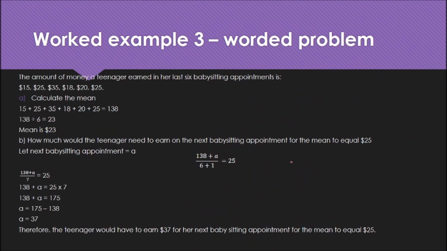So now we're going to do a quick worded problem just so that you're able to see how statistics can be used and identified with words. So the question is, the amount of money a teenager earned in her last 6 babysitting appointments is as follows: 15, 25, 35, 18, 20, $25.